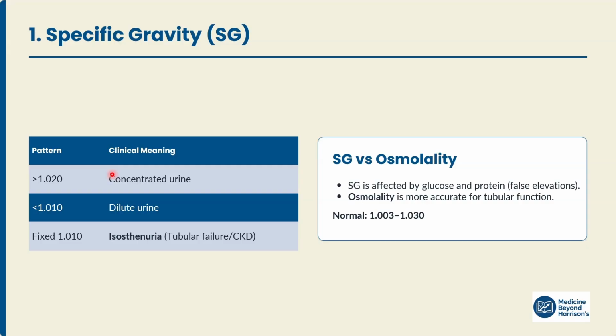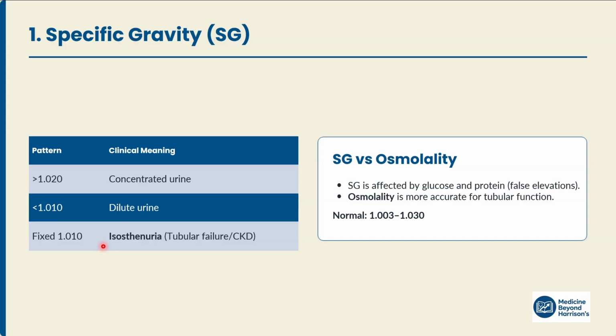Specific gravity is mainly affected by glucose and proteins, which may lead to false elevations. Osmolality is more accurate for tubular function. The normal specific gravity is 1.003 to 1.030, so remember the number 3. When it is more than 1.020, it suggests concentrated urine. If it is less than 1.010, it is dilute urine. When it is fixed at 1.010, it suggests isosthenuria.